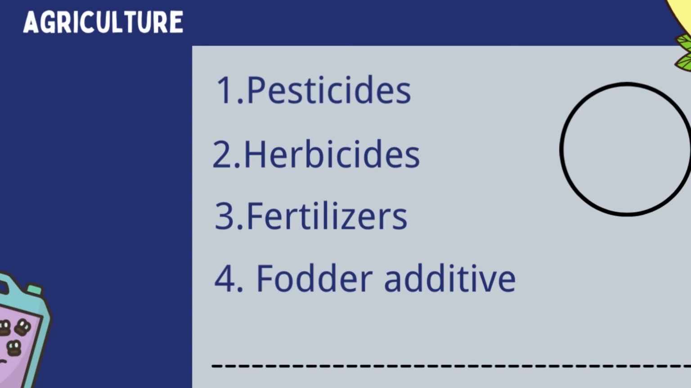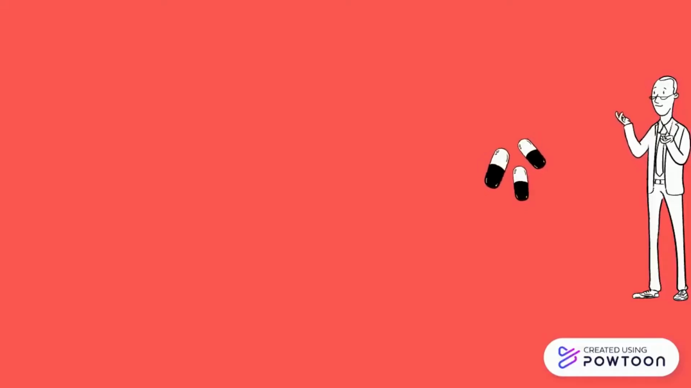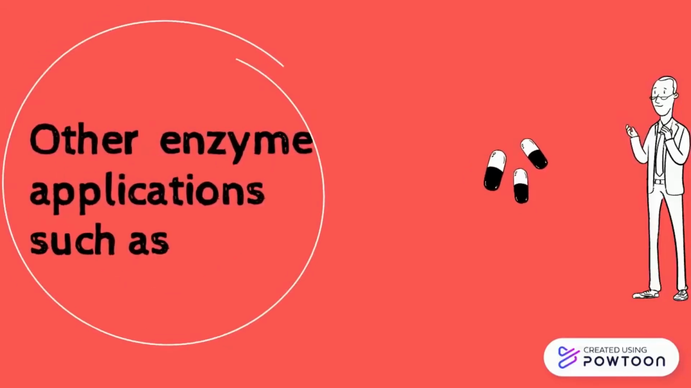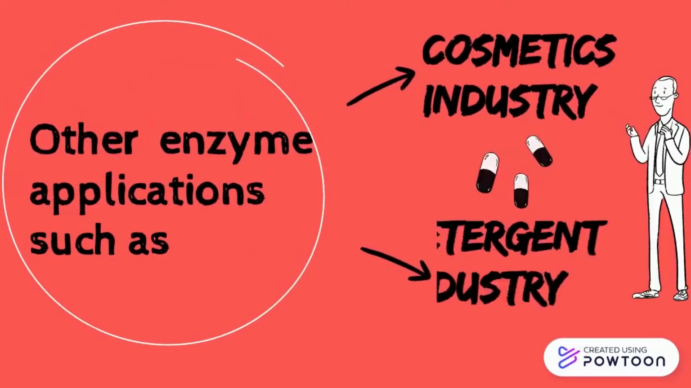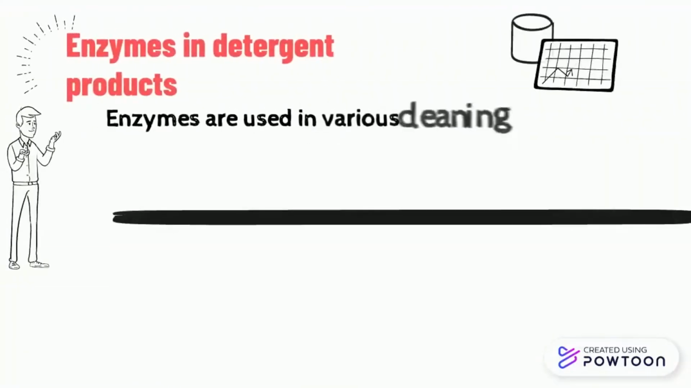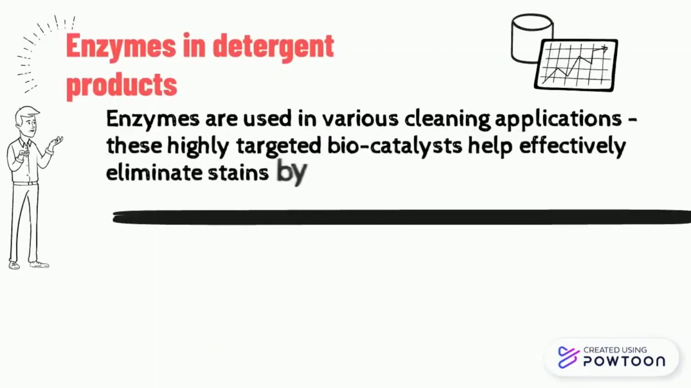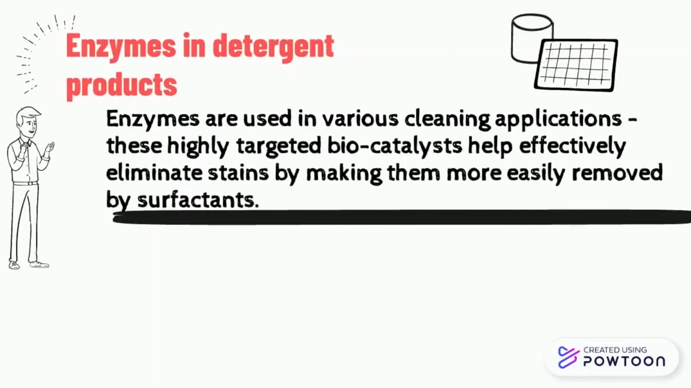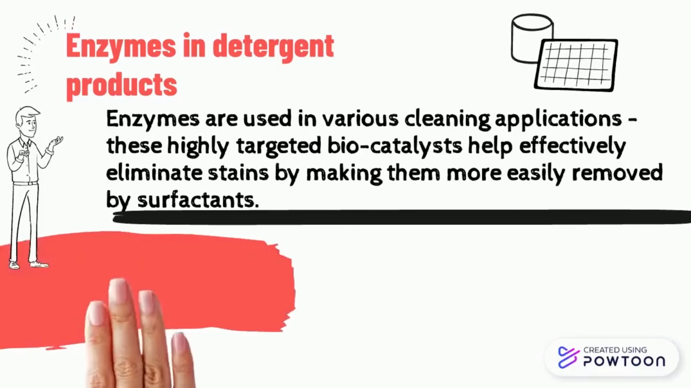As more research work shows interesting and exciting results on the potential of enzymes in agriculture, it will surely bring a new revolution. However, enzyme applications are not limited to those mentioned in the video earlier. There are other enzyme applications such as the cosmetics industry and detergent industry. Enzymes in detergent products are used in various cleaning applications. These highly targeted biocatalysts help effectively to eliminate stains by making them more easily removed by the surfactants.